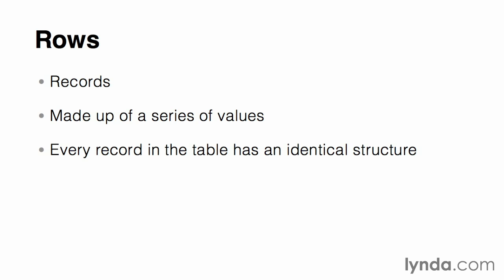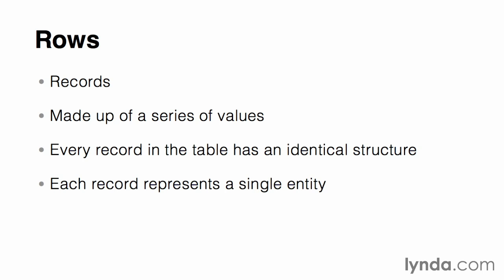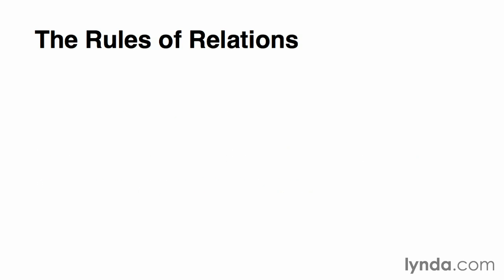While every record in the data table has an identical structure horizontally, each record represents a single entity, such as an individual employee or a single product. When talking about relational databases, though, these tables need to follow a few stricter rules for their design than something you might create in a spreadsheet program like Excel.